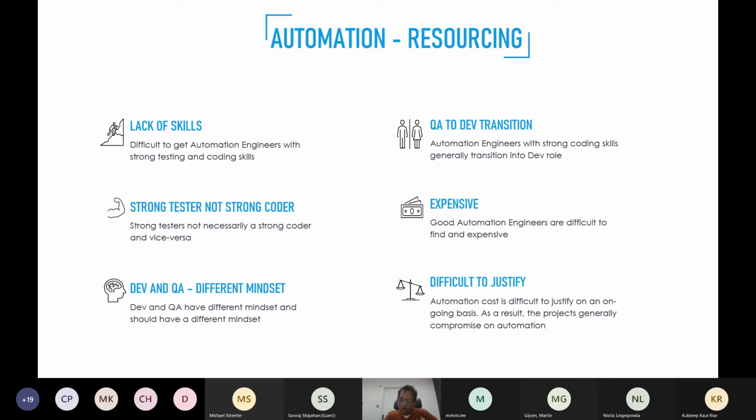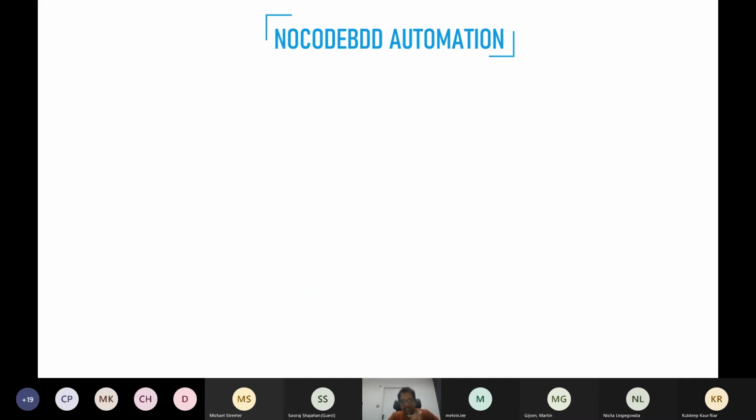So automation has always been painful. I couldn't find a proper solution for this for a while. I've been on this for years. Any project I go to, it's always been an issue. So as a result, based on all my understanding and all my experience, I created NoCodeBDD.